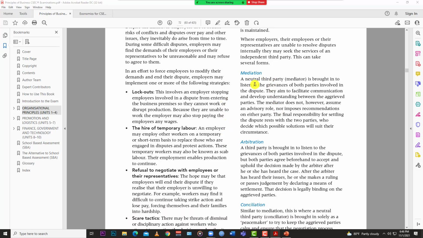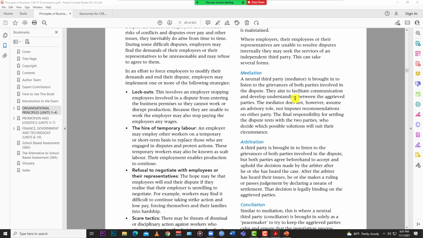A neutral party, the mediator, is brought in to listen to the grievances of both parties involved in the dispute. The aim is to facilitate communication and develop understanding between the aggrieved parties. So they're saying that the mediator's main job, because sometimes things get so tense that they don't want them sitting in the same room. Nobody wants to talk to each other. Everybody was just warring, beefing, whatever. They didn't want to talk to each other.